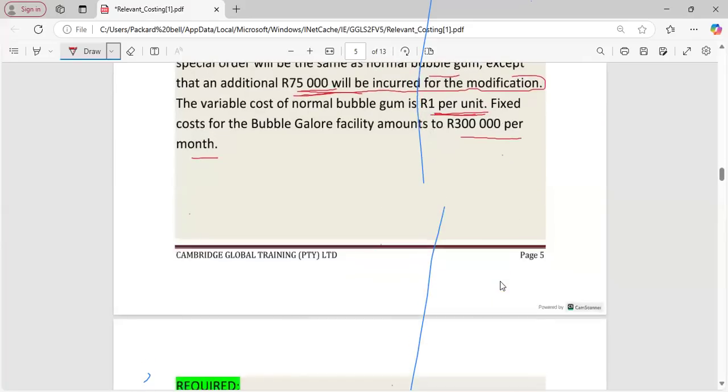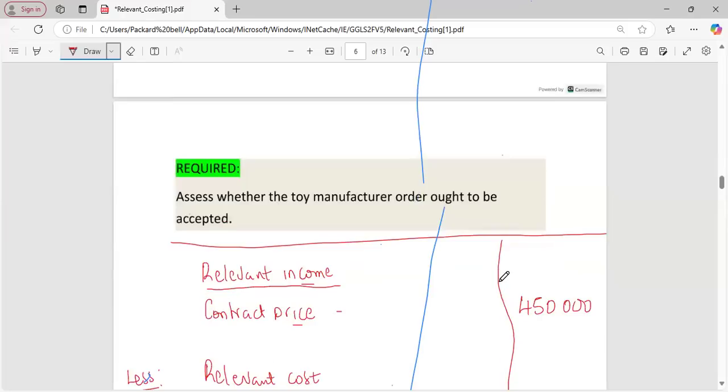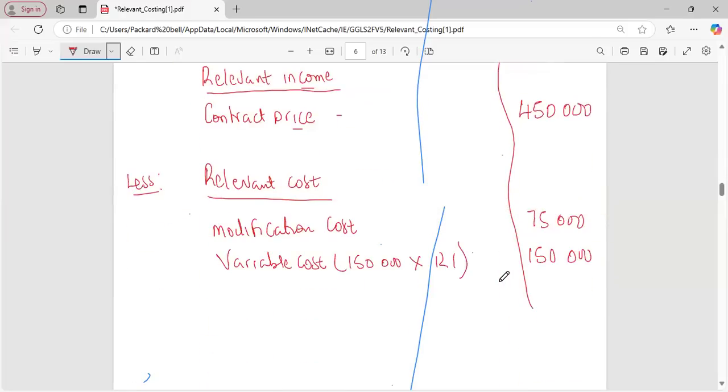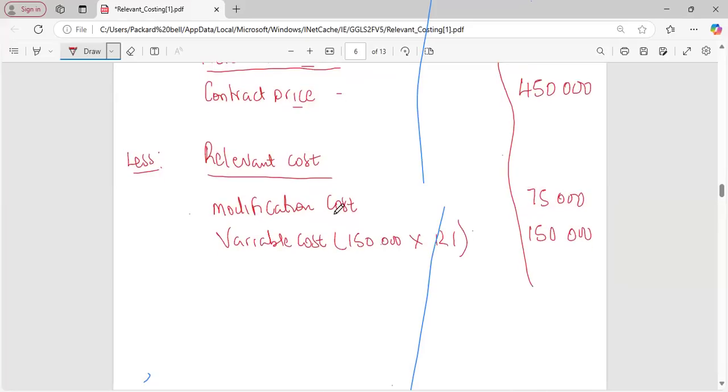Yeah, if the question requires you, like what I was saying before, to write everything, then those fixed costs you can come and write them here, and then you say irrelevant. Then it means there's no figure here. So if the question wants you to include everything in the scenario, then you mention whether it's relevant or irrelevant. It means you need to write everything.